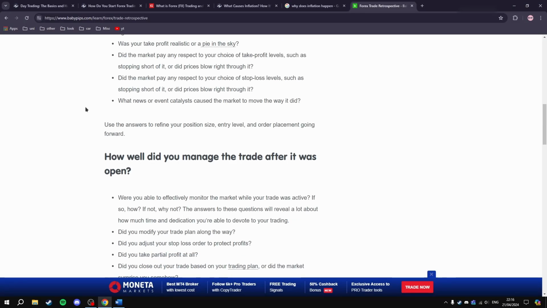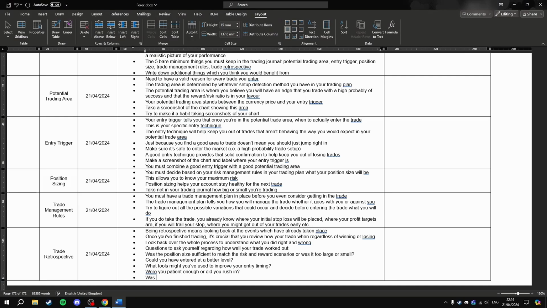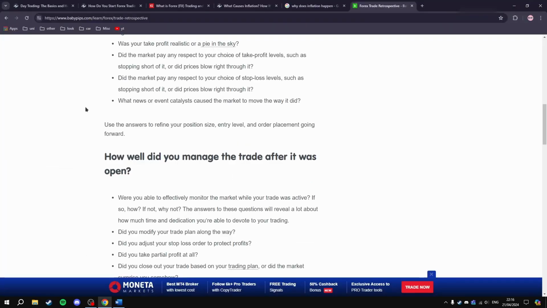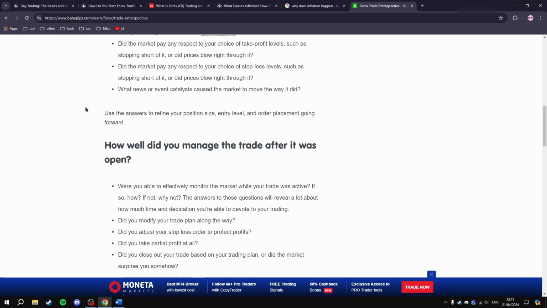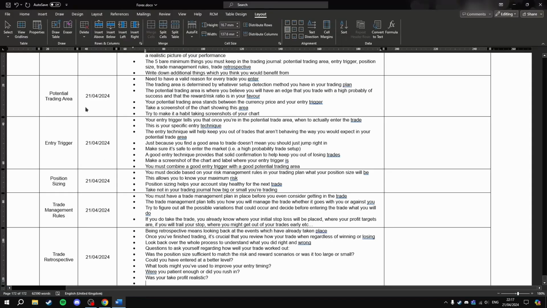Was your take profit realistic or pie in the sky? Did the market pay any respect to your choice of take profit levels, such as stopping short of it, or did prices blow right through it?